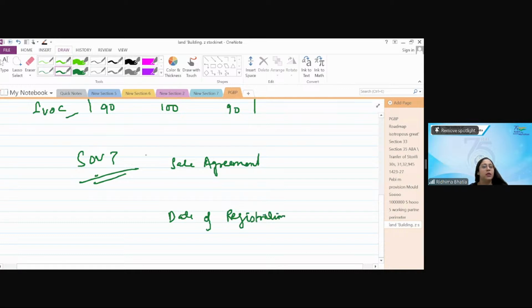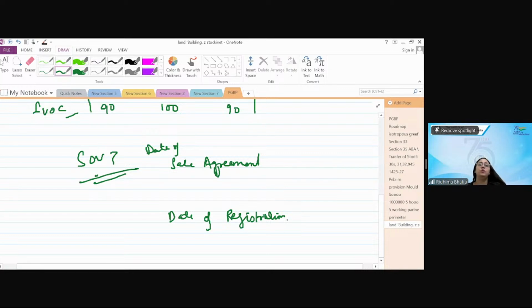In a question, there would be a date of sale agreement given to you, and the date of registration would also be given to you. The question will give the stamp duty value for both dates. If it is a shorter period, in real life it does not impact. Suppose the sale agreement date is 10th July, and the date of registration is 11th July or 15th July. Such variation does not happen.